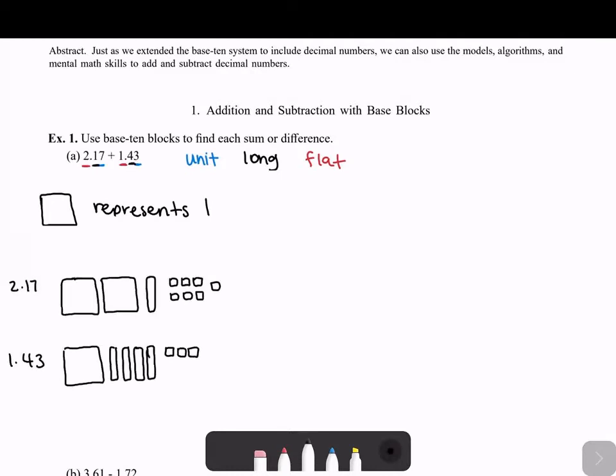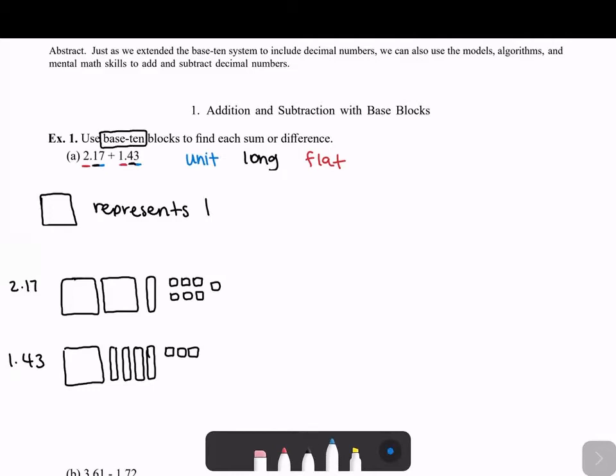So one thing to notice is that we're only going to be using base 10 blocks from here on out. I know back in chapter 3, when we started talking about base blocks, we talked about things in different bases, but we extended the base 10 system to include decimals. And remember, decimals represent the different powers of 10: tenths, hundredths, thousandths, ten-thousandths, and so on. So we're only ever going to deal with decimals in base 10. You can do decimals in different bases. It's just a lot more complicated.